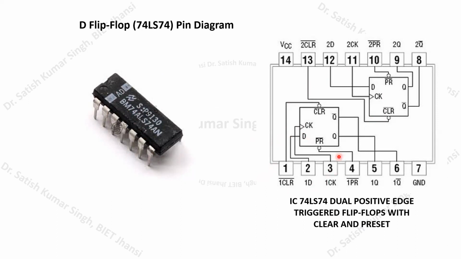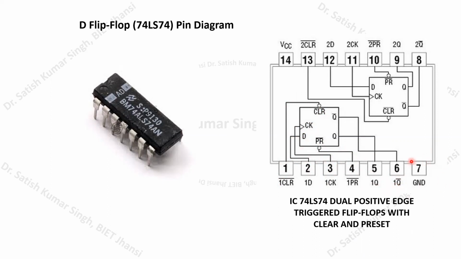Here you can see that in the D flip-flop we have the D input, one input pin, and one clock pin. There are another 2 pins known as preset and clear. The fourth pin is your preset, and this is the clear input, which is pin number 1. The input is applied from pin number 2, and the clock is applied from pin number 3. Then we take the output from pin number 5 and 6. These are your complemented outputs: this is Q and this is your Q bar.